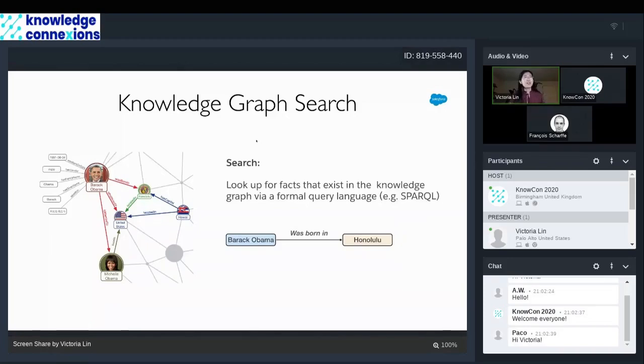So we can search this knowledge graph, which means given a query, we can simply perform fact lookup using some formal query language such as SPARQL. Like here, we ask, where was Barack Obama born? And within the knowledge graph, we can find Honolulu.